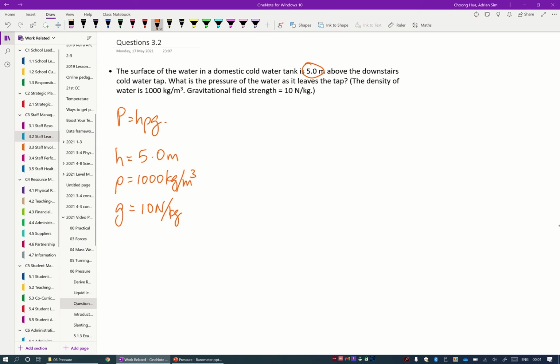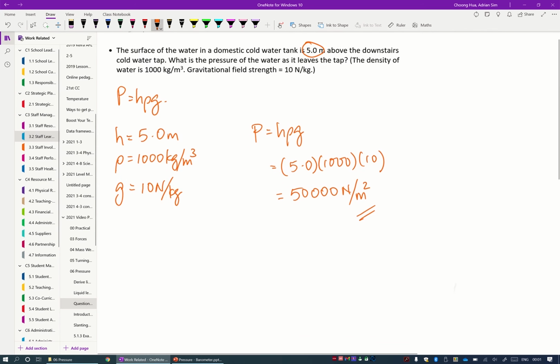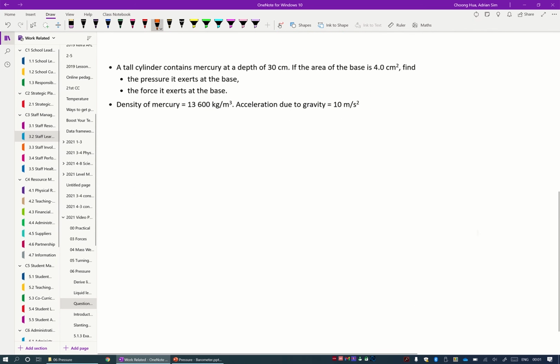You just apply the formula directly. P equals H rho G. And the vertical height is 5.0. The density is 1000. And the gravitational field strength is 10. And you will get 50,000 Newton per meter square. So that's the pressure of water as it leaves the tap.